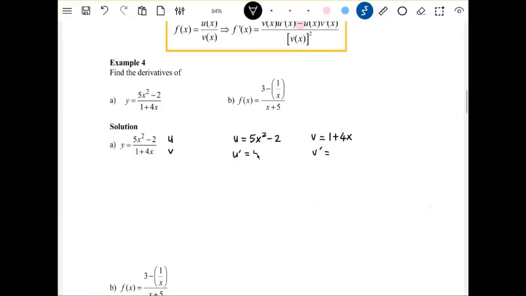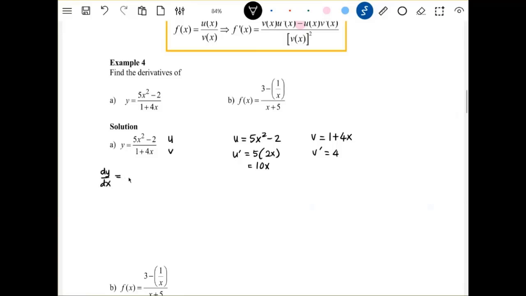Okay, so U prime kita tahu coefficient darab dengan differentiate x square kita dapat 2x. So we have 10x here. And then the V prime, we differentiate 4x, we have 4. Yang tak ada x kita tak differentiate sebab dia directly kita dapat kosong. Okay, so substitute into the formula. So from y we change to be dy over dx.